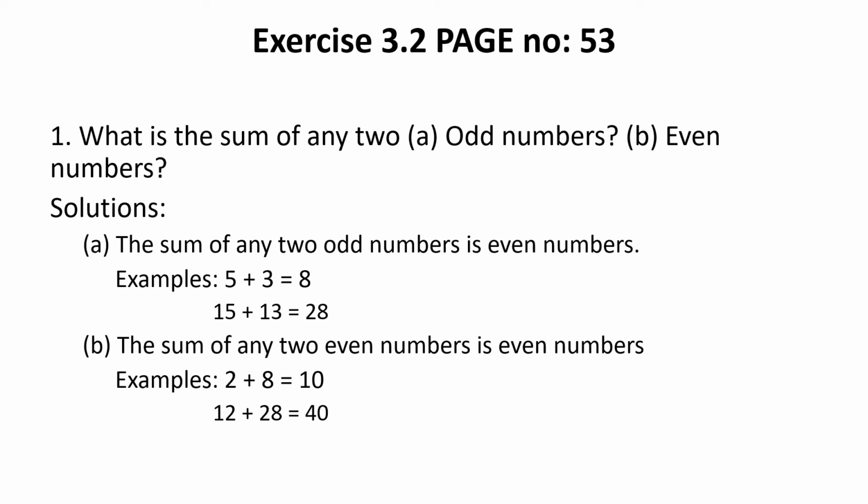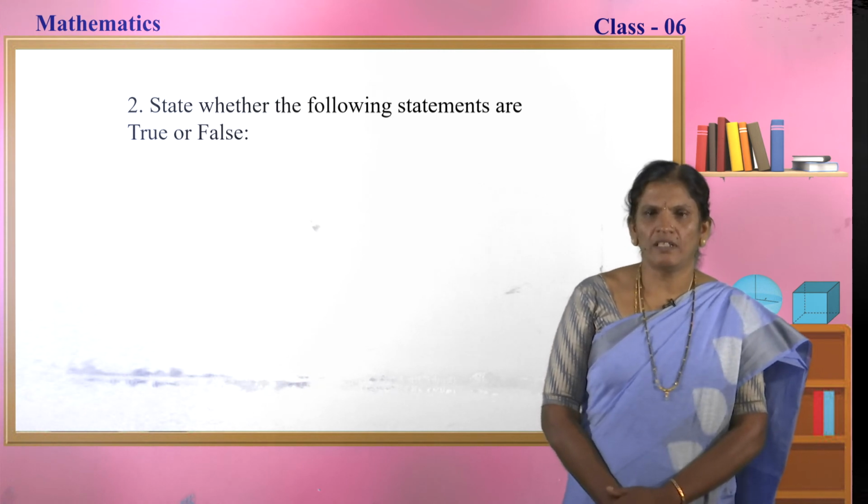10 is again an even number. One more example, 12 plus 28 is 40. Again 40 is an even number. So, the sum of any two even numbers is again an even number. Sum of any two odd numbers is again an even number. Children, take down all these questions in the notebook.